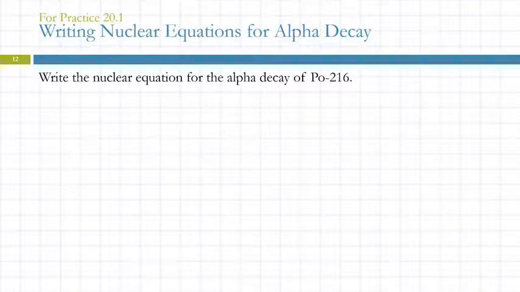Okay, so this is asking us to write the nuclear equation for the alpha decay of polonium-216. So we do want to have a periodic table available, which I should have thought of ahead. I'll have to dig one up here.